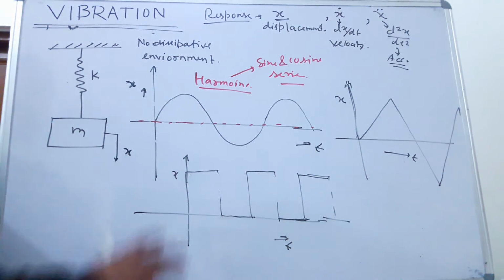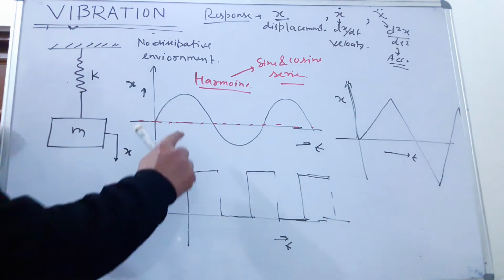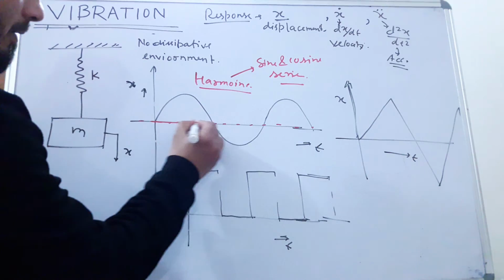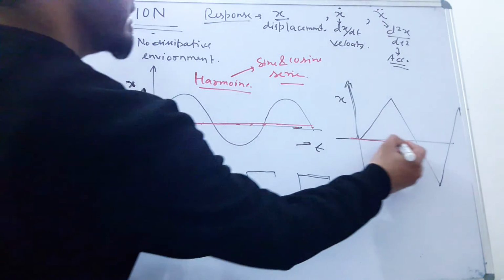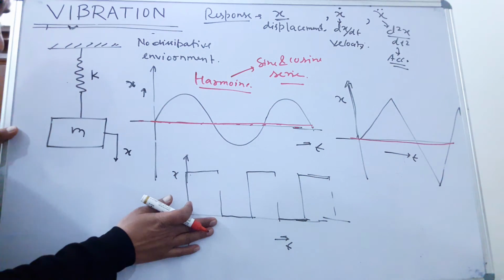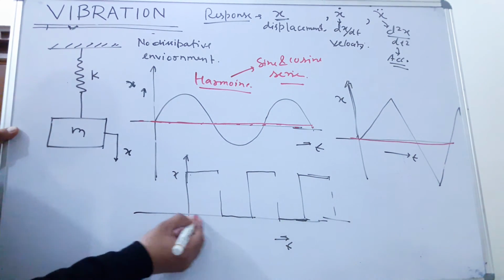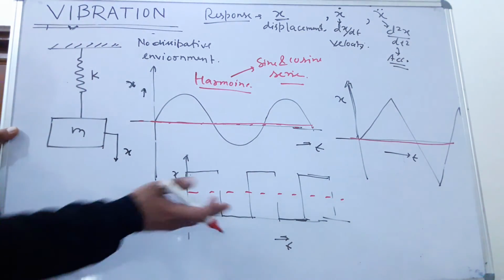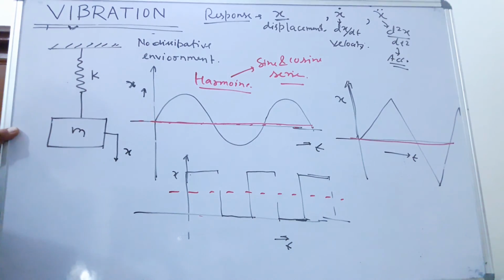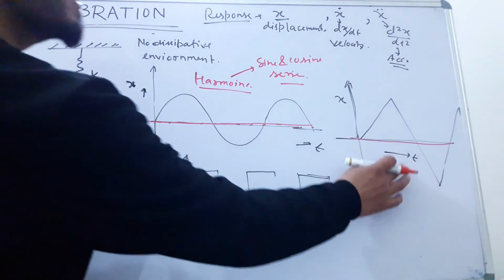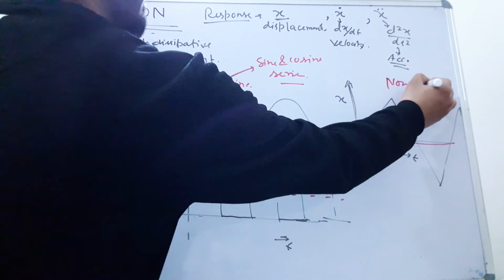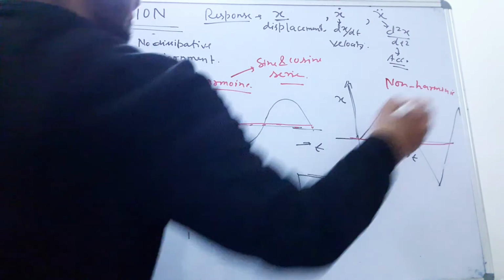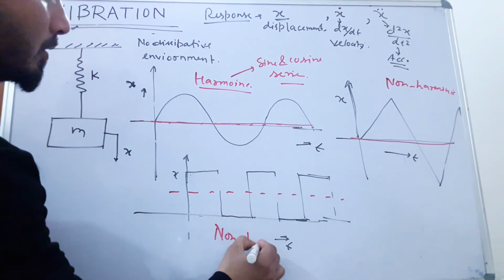So what is the conclusion here? Here the mean position is this one. Again, the mean position is this one. But in this case, the mean position is shifted. It is not this one. Mean position is shifted to this location. It is shifted upwards. The next observation is this is harmonic, but this is non-harmonic. It is also non-harmonic.